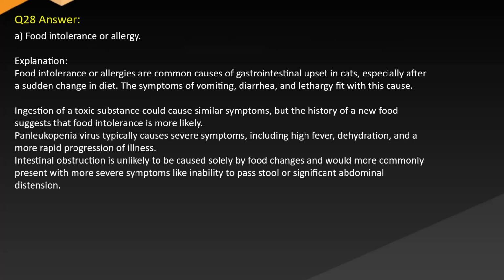Answer A. Food intolerance or allergy. Explanation: food intolerance or allergies are common causes of gastrointestinal upset in cats, especially after a sudden change in diet. The symptoms of vomiting, diarrhea, and lethargy fit with this cause. Ingestion of a toxic substance could cause similar symptoms, but the history of a new food suggests that food intolerance is more likely. Panleukopenia virus typically causes severe symptoms including fever, dehydration, and a more rapid progression of illness. Intestinal obstruction is unlikely to be caused solely by food changes and would more commonly present with more severe symptoms like inability to pass stool or significant abdominal distension.